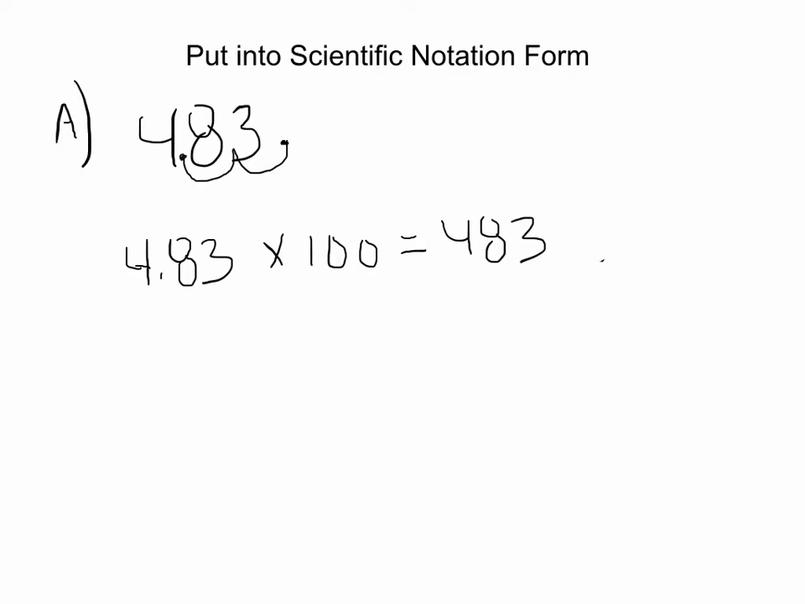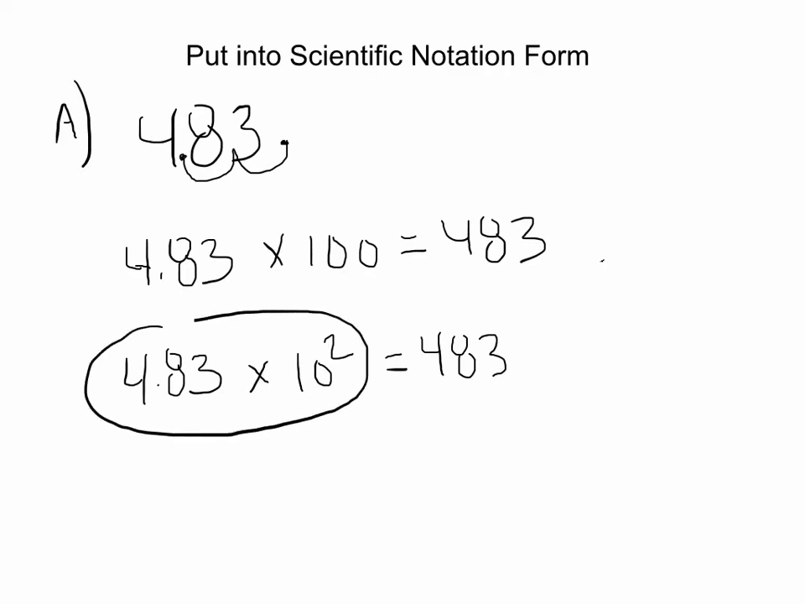But we can take this one step further. We can condense it one more time. We take 4.83 and we multiply it by 10 to the second. 4.83 times 10 to the second equals 483. Notice that we maintained the same amount of precision as we were given in the initial number. And here's our final number. Here's our answer.